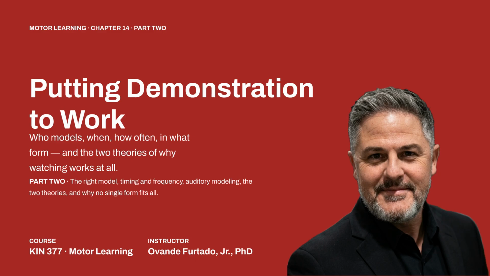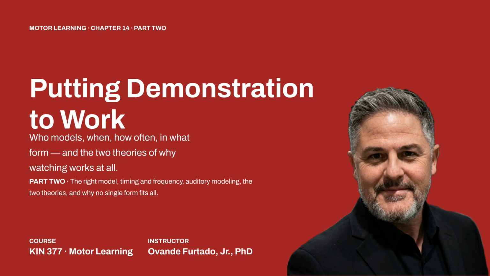When in the lesson should the demos come, and how many? Third, a channel we forget because we're so visual, auditory modeling, for skills that are really about rhythm and timing rather than shape. Fourth, the theory question you're most likely to be tested on. Why does observing a movement help you produce it? And what are the 2 competing explanations? And fifth, an honest caveat, the ideal form myth that keeps us from over-applying everything else.